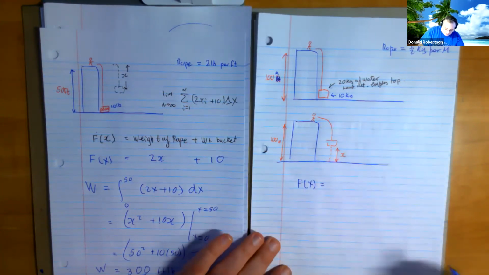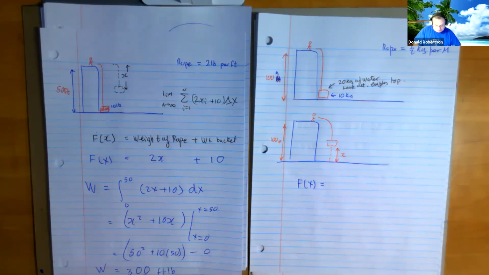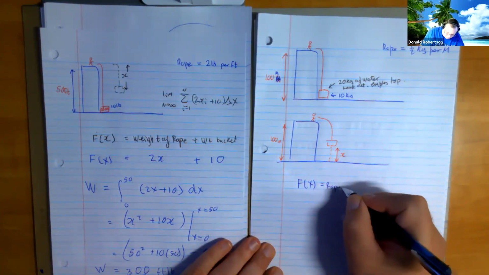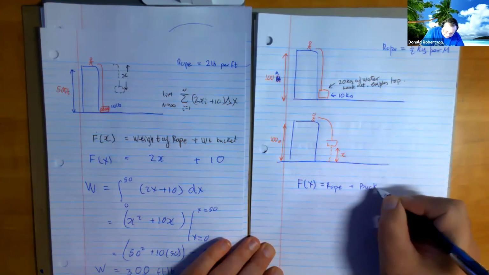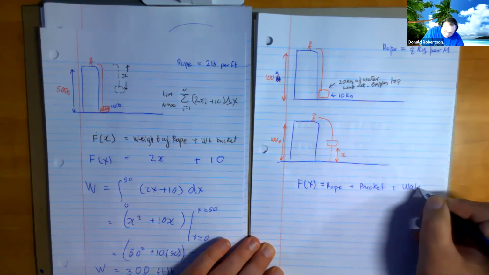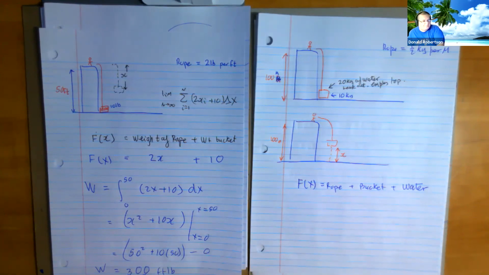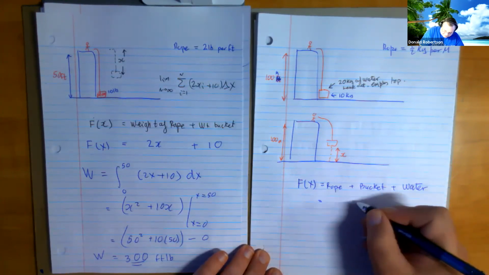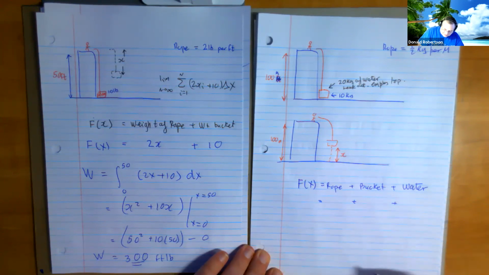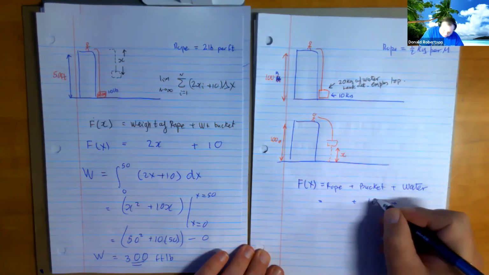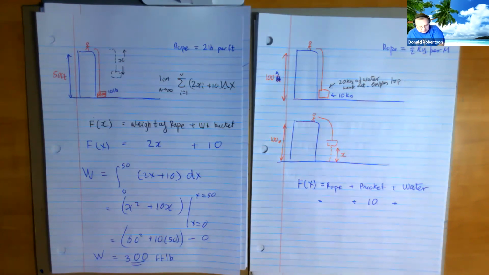at this position X, well, the way I see it is made up of three things. Isn't it made up of a rope, a bucket, and the water? Agreed? Now, the only one of these that's the easy one is the bucket, because the bucket's 10 at the start and it's 10 at the finish. Would you agree that everybody else changes as the bucket moves up?